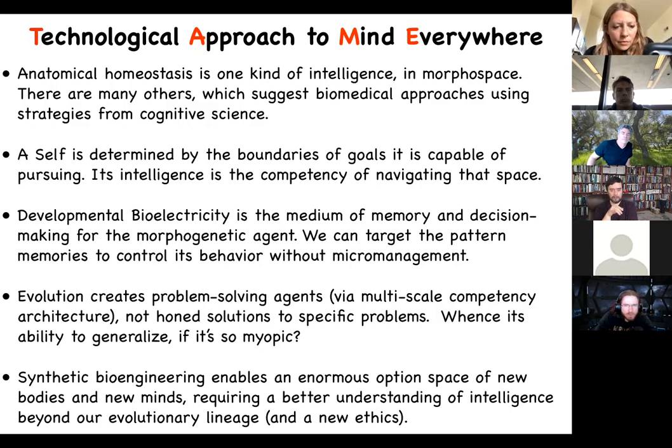And now we can target these pattern memories to control behavior without micromanagement. And we're working on even higher level systems like training, literally training tissues to specific outcomes the way you would train an animal. And so I will argue that evolution creates problem-solving agents, not specific solutions to specific problems.